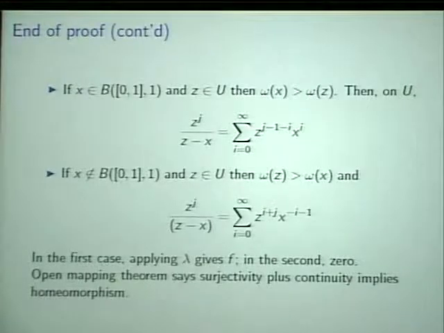Now what happens when you take the residues? Remember, the residue is the coefficient of dz over z. All the z's here are in the numerator, so if you multiply by a power of z and take the residue, you never get anything. But here you have z's in the denominator, and you're looking for the minus one situation, which happens when i is equal to j. So when X is in the inside part and you apply that lambda function to this geometric series, you pull out precisely the bj's x to the j's. But when X is on the other side, you get zero. So it works.